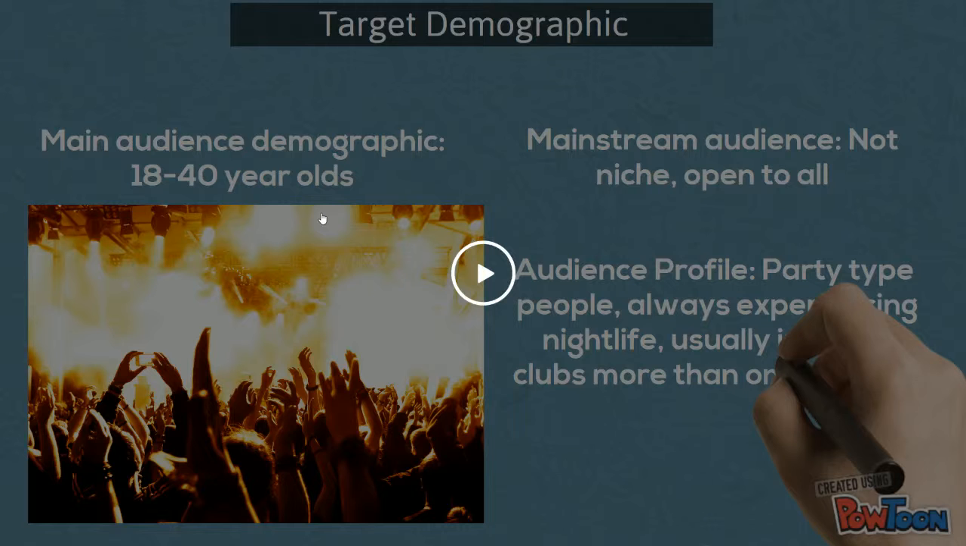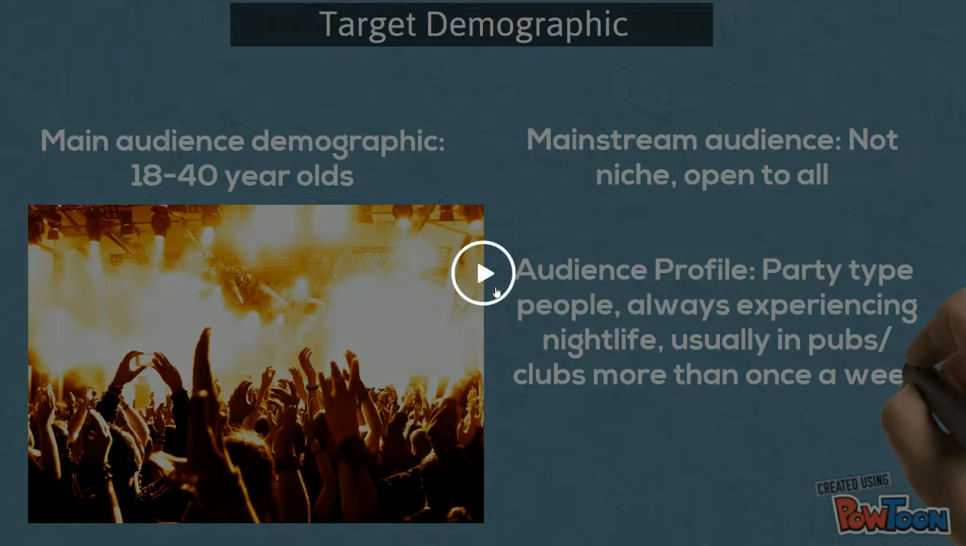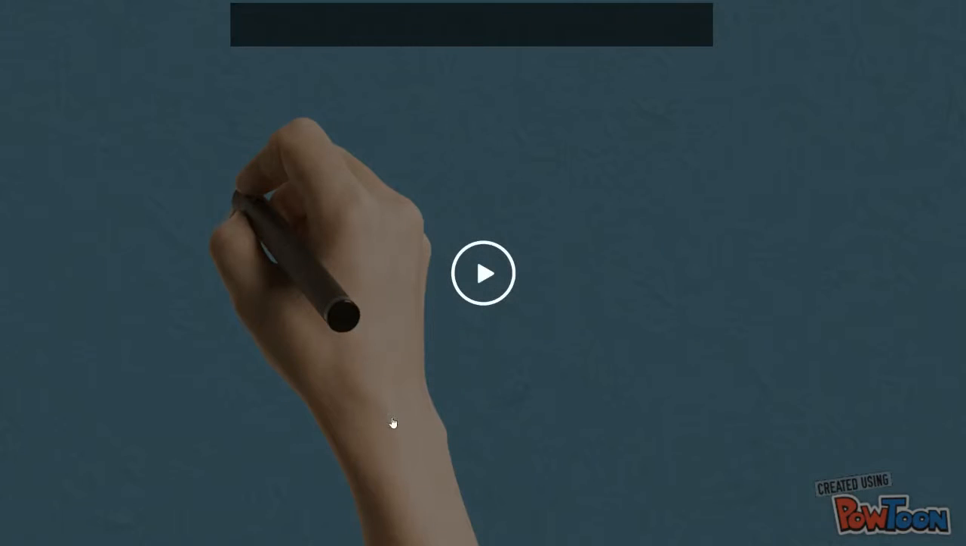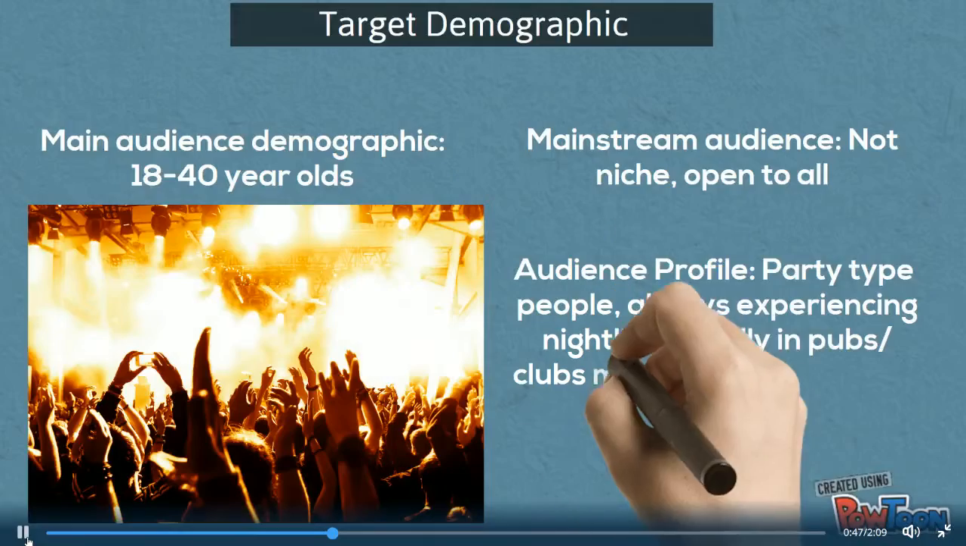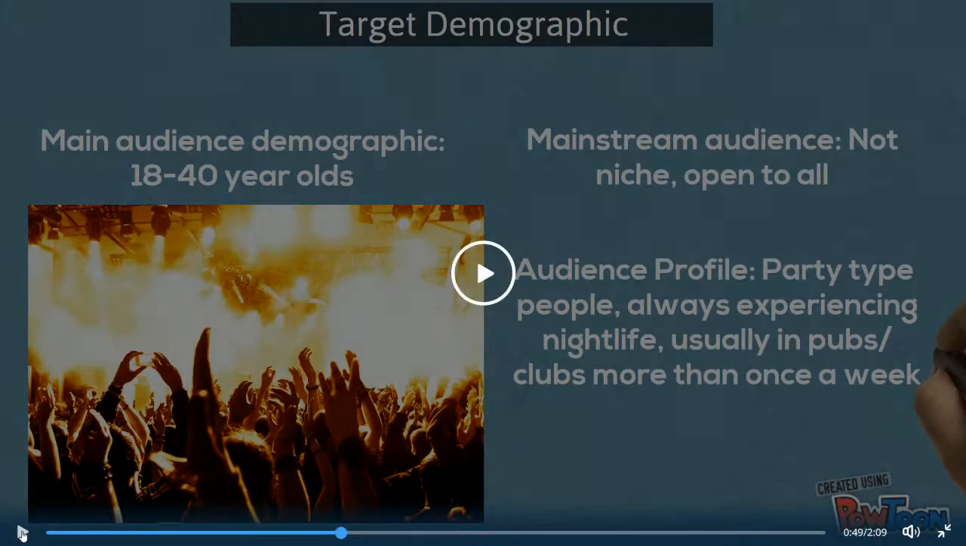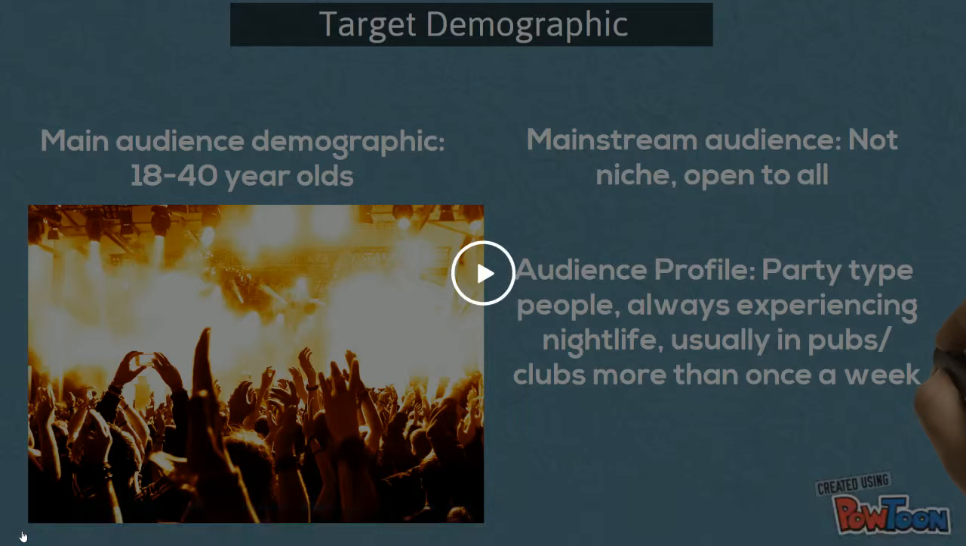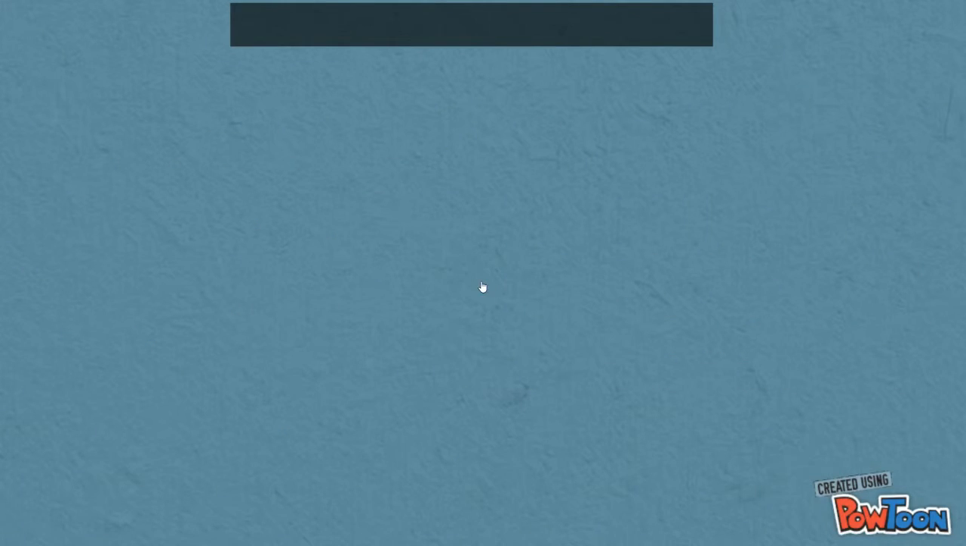And then the audience profile, as you can see there, you're expecting the party type people that are always experiencing nightclubs and pubs. They're going out all the time. They're going to clubs at least usually once a week. And these are the types of people that we want to target the magazine towards, and that's because they're going to be going into clubs. There's going to be a large amount of people, for example, in a nightclub, and that's where you can get the most out of people in terms of getting them to read the magazine.